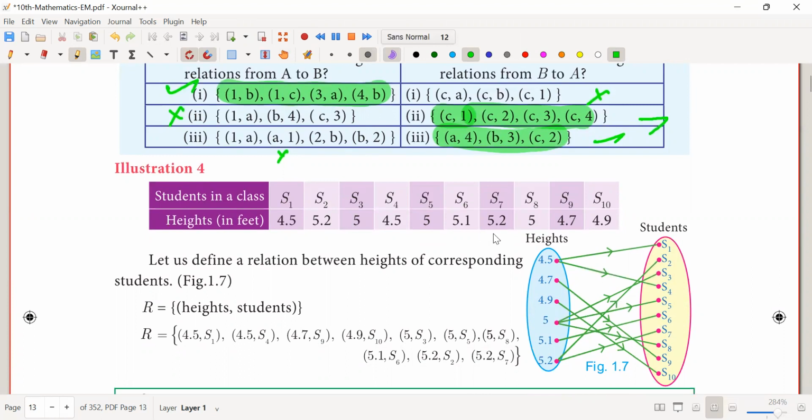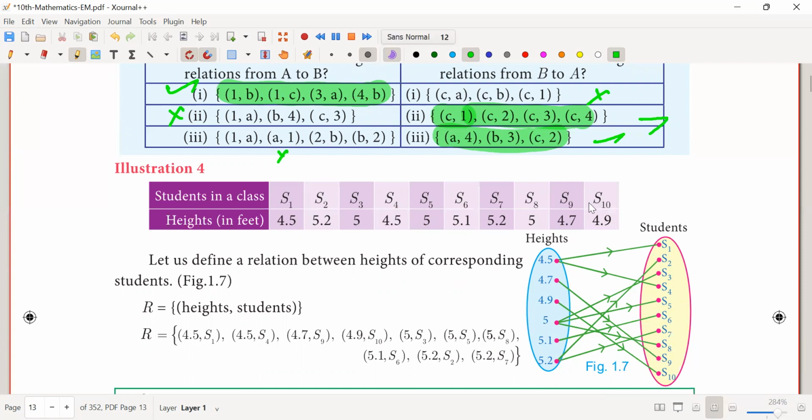We have two 5.2s. Two 5s. We are just getting all the heights and relating them with students. So this is done only for 10 students, but we can do it for any number of students, even for your class. Automatically, some would be of the same height. So 4.5 is related to S1, student 1. Again, 4.5 is related to student 4. Then 5.2 is related with student 3.